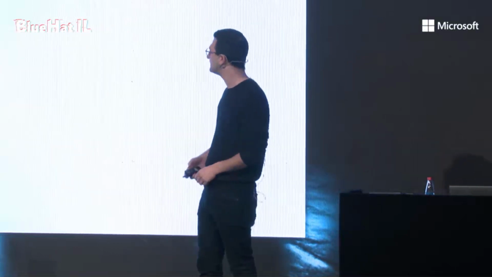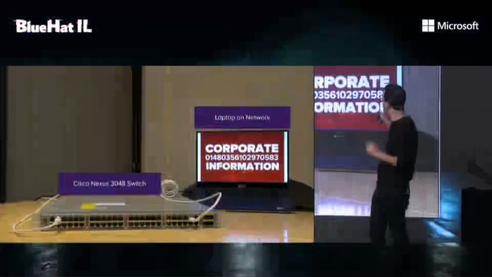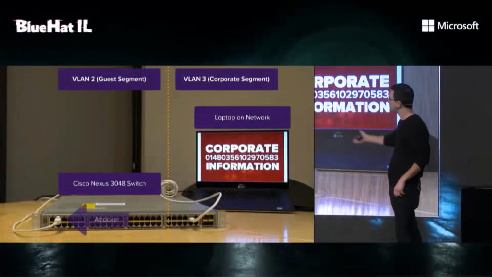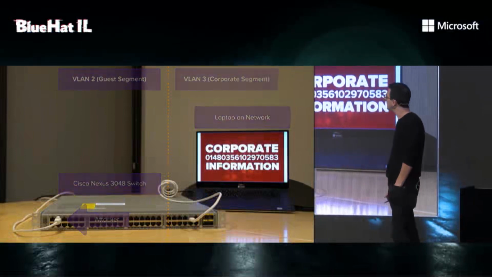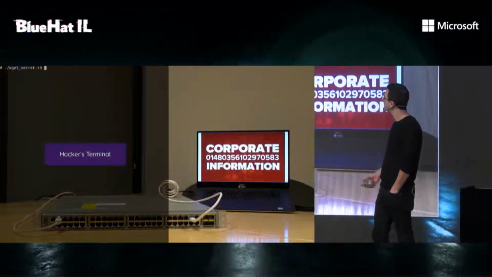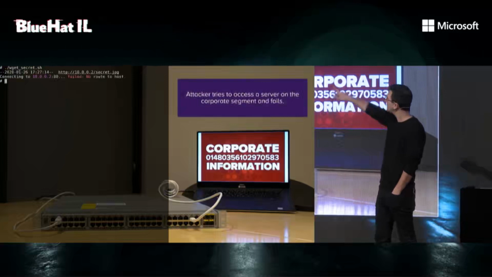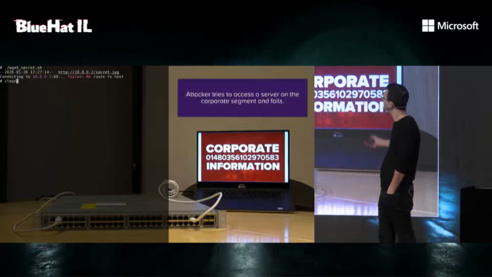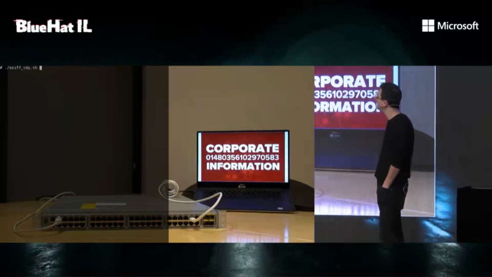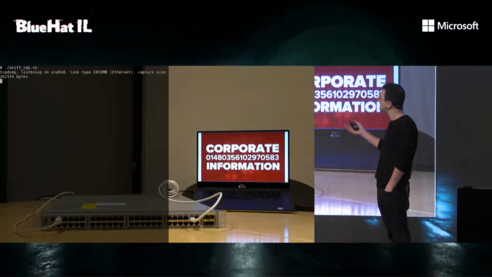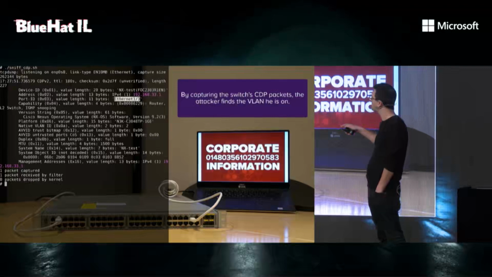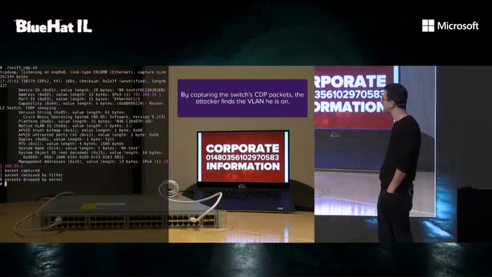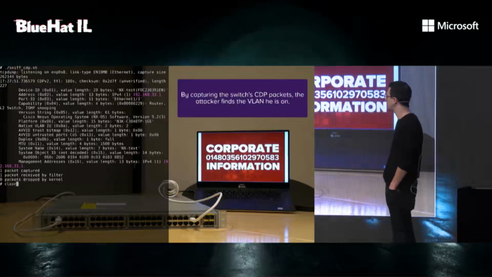So let's see what the demo looks like. Corporate laptop on one segment, and then the attacker is connected to another segment. Initially, we can see that the attacker tries to access the corporate laptop, but as I said, they're segmented, and he can't. He uses CDP just to find whatever port he's in and the VLAN number that he's in. He's going to use that after the attack.